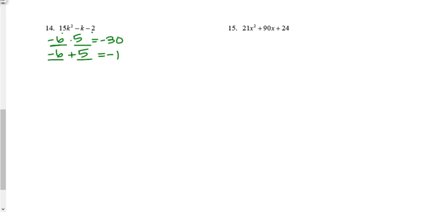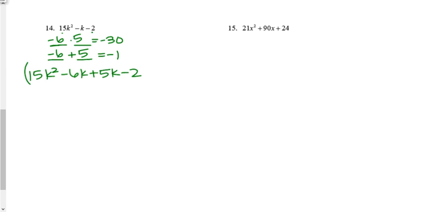So I'll split up my b term: 15k squared minus 6k plus 5k minus 2. Oops, not even equals 0. We're not solving, we're just factoring. All right, everything stayed the same. I just broke up my b term into negative 6 plus 5.